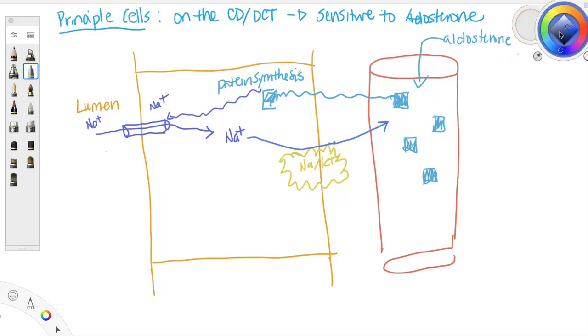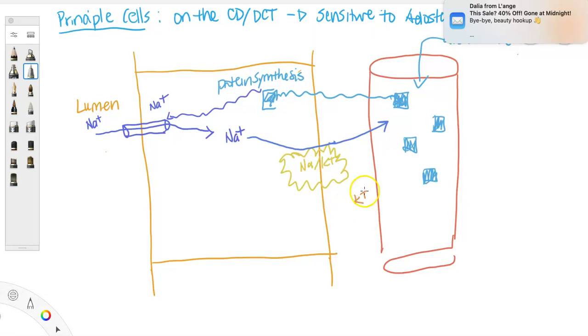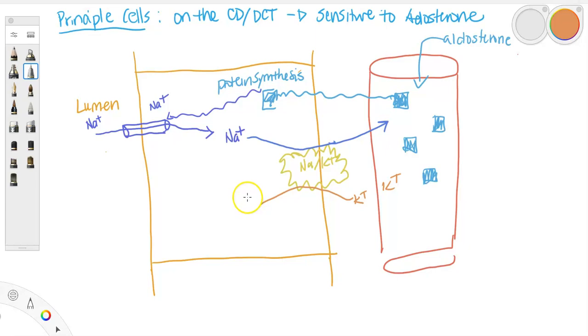Well, of course, we have potassium out here in the blood coming out, and it is going into the cell because it's being pumped in here into the principal cell. All right, so along with that, we have to get rid of the potassium as well.